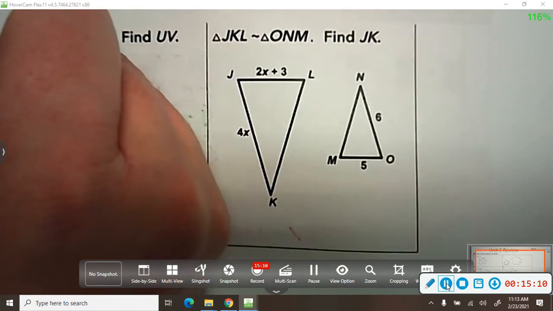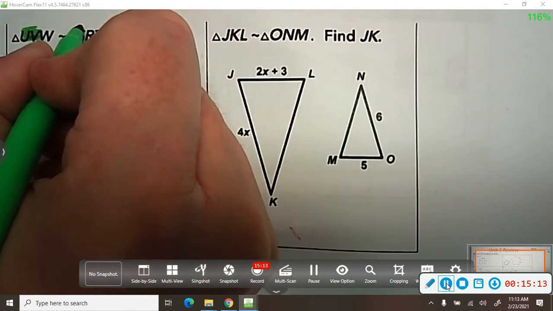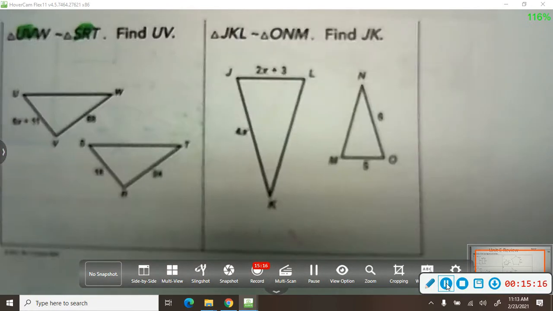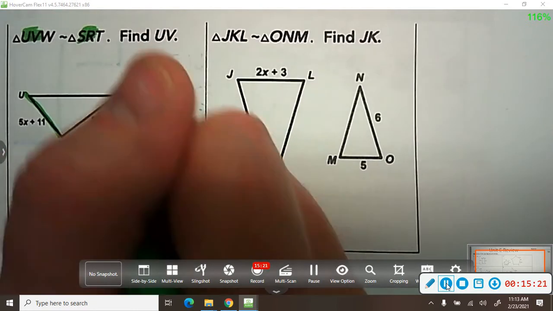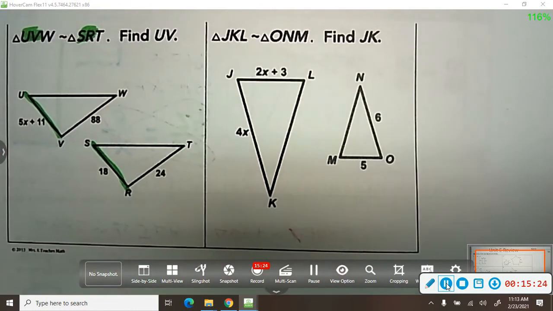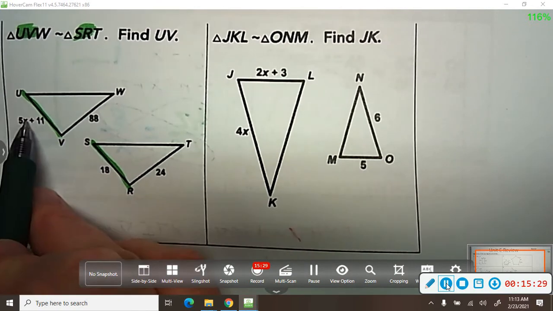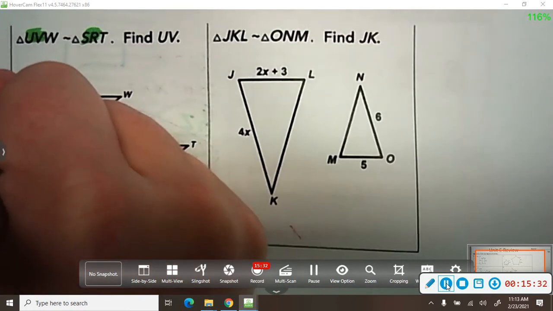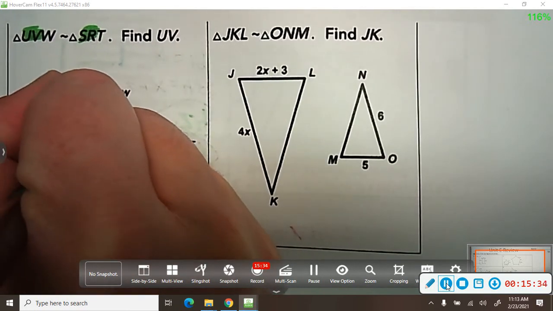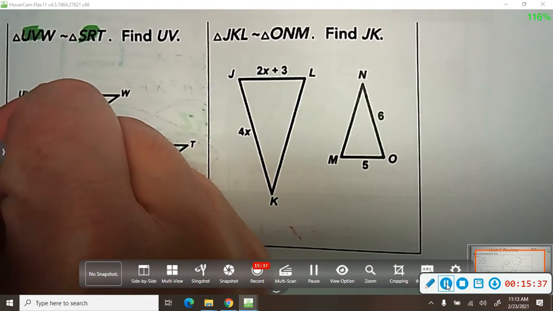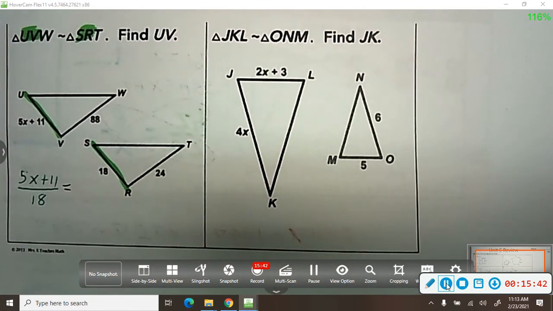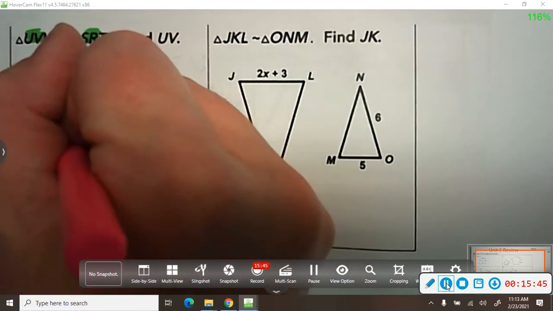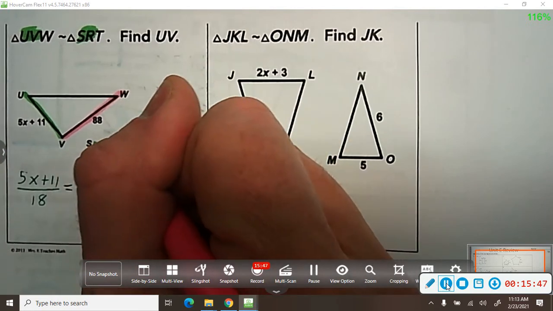And I see that UV goes with SR. I know that because they're both in the first two positions. I guess I could have just looked at the picture and it looks like that. So I'm going to say 5x plus 11 over 18. And that's going to equal 88 over 24.